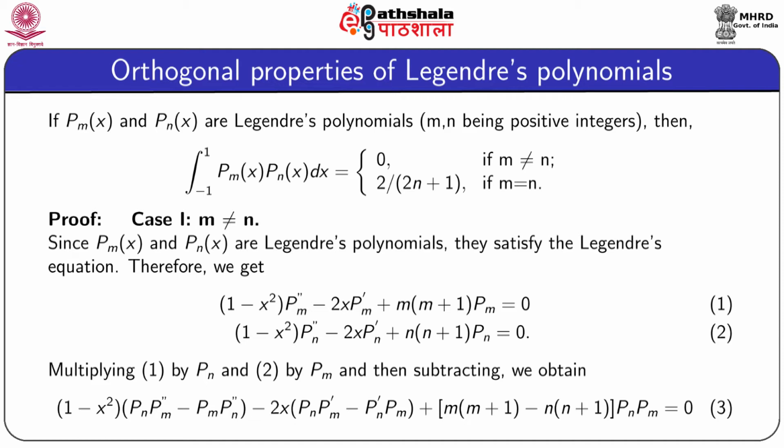Since Pm(x) and Pn(x) are Legendre's polynomials, they are going to satisfy Legendre's equation, and hence we get equation number 1 and equation number 2. We next multiply 1 by Pn(x) and 2 by Pm(x), and then subtracting we obtain the expression number 3, which is (1 - x²)[Pn P''m - Pm P''n] - 2x[Pn P'm - P'n Pm] + [m(m+1) - n(n+1)] Pn Pm = 0, given by equation number 3.